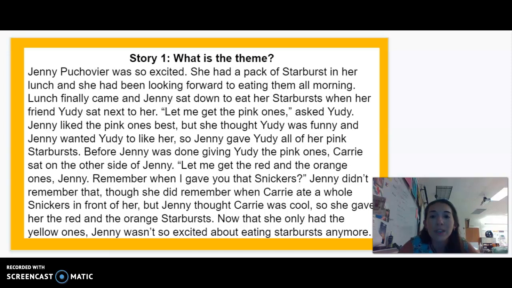Before Jenny was done giving Yudi the pink ones, Carrie sat on the other side of Jenny. "Let me get the red and the orange ones, Jenny. Remember when I gave you that Snickers?" Jenny didn't remember that, though she did remember when Carrie ate a whole Snickers in front of her. But Jenny thought Carrie was cool, so she gave her the red and the orange Starburst. Now that she only had the yellow ones, Jenny wasn't so excited about eating Starburst anymore.